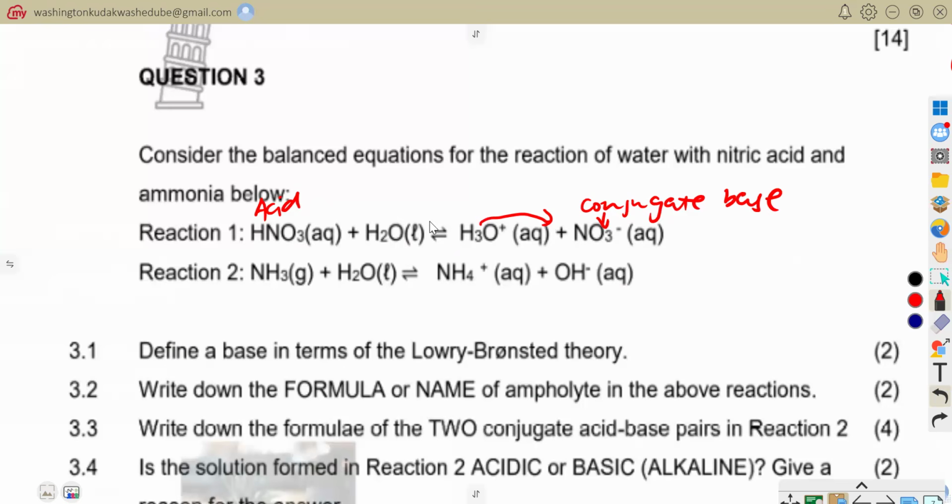But if we are going forward, I'm saying that if we are to go reverse, if the reaction is going in the reverse, this is the one that is giving a proton. But if we are going forward, this is the one that is giving a proton. So this acid has got its own conjugate base. And then for reaction 2, ammonia here, it's a base. And then you can see that ammonium here becomes the conjugate acid.